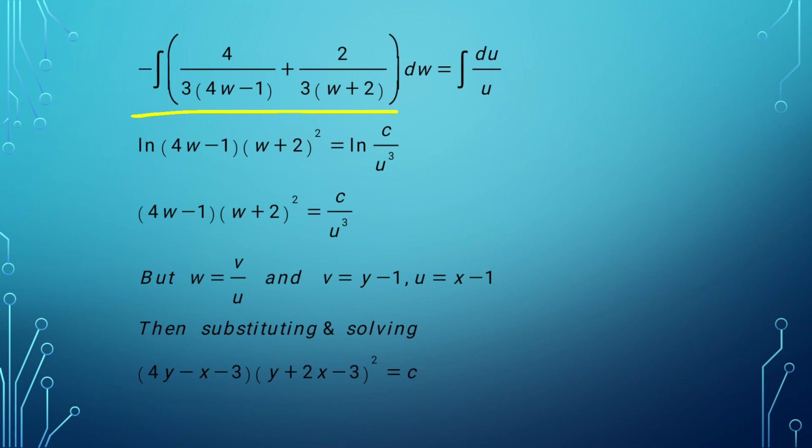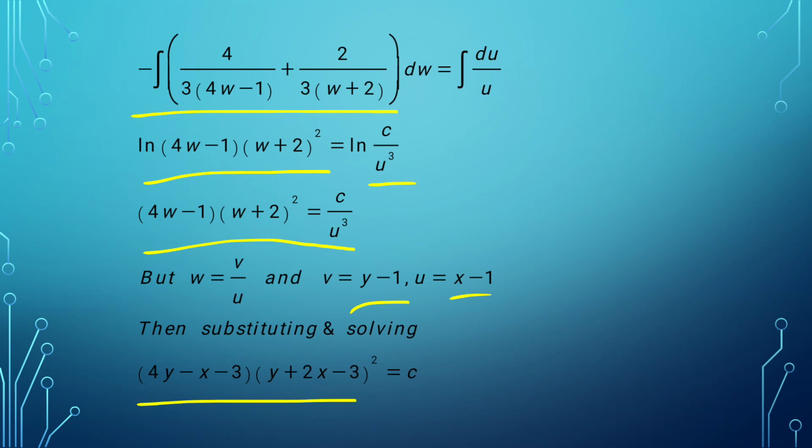If you have a question on that, also leave a comment. I'll do that for you. If you do that, integrating, you get that, and therefore you get that, and you'll see that we are getting this. But remember, we substituted w to be v over u, so we substitute, and we know our v is that and our u is this. Substituting back and solving, you'll find we get this kind of equation, and that's the kind of solution that we expected.